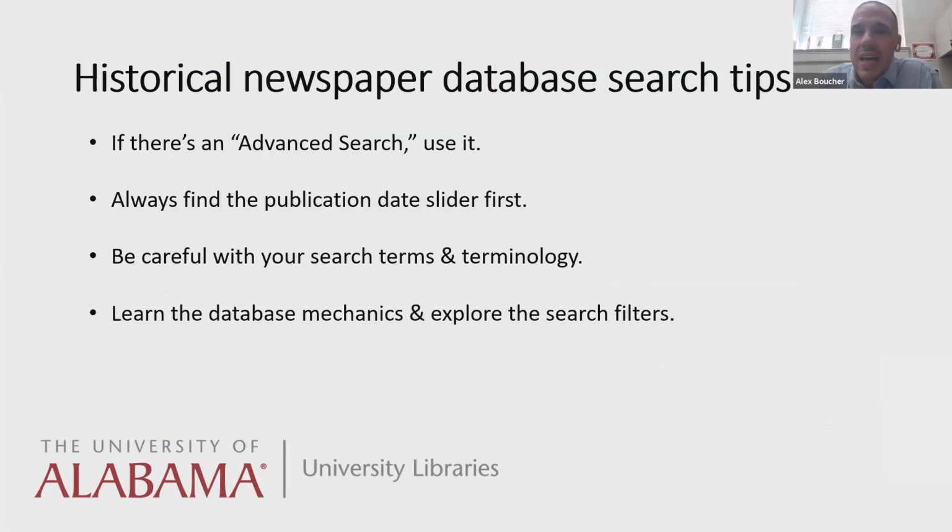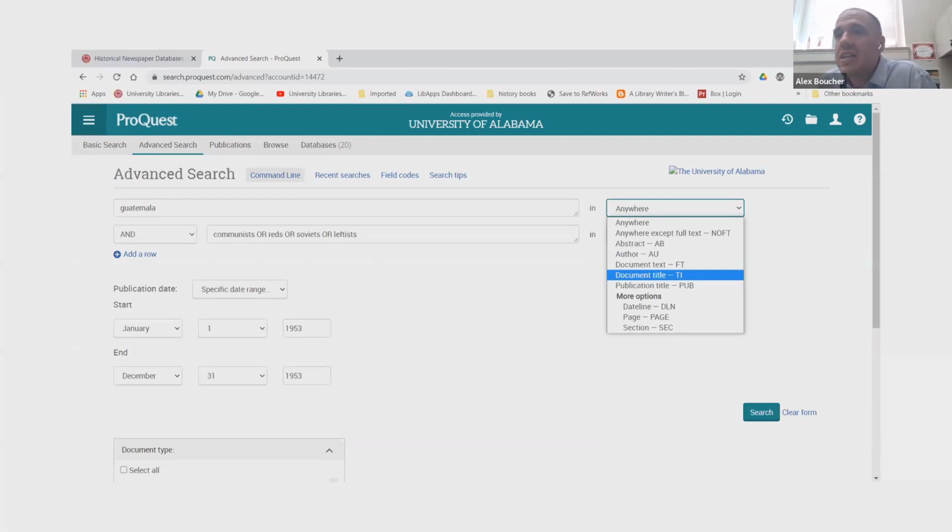Finally, just learn the database mechanics and explore the search filters. I have another search here. Let's say I'm a history student. I am looking at left-wing groups in Guatemala in 1953, right before the sort of CIA-inspired coup in 1954. I've searched for Guatemala, and all of these search engines use what are called Boolean operators. The most common one, the default one, is and. You can see the and right by each of the search bars, and that's just to combine search terms, like Guatemala and communists. But you can also use things like the Boolean operator or to search for related terms.